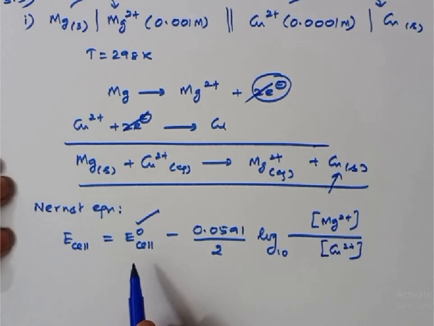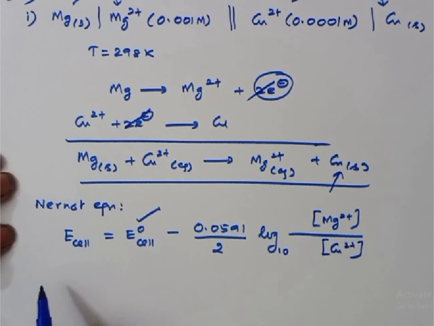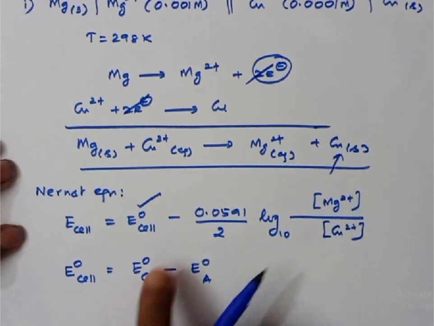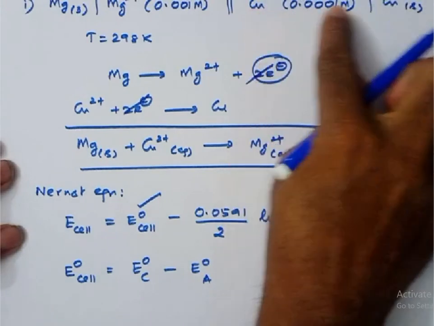So what is the E naught cell, right? First let me calculate E naught cell for the reaction. For the cell, E naught cell is nothing but E naught cathode, right hand side electrode, minus E naught anode. Okay, so for the cathode, the cupric ion becomes copper.